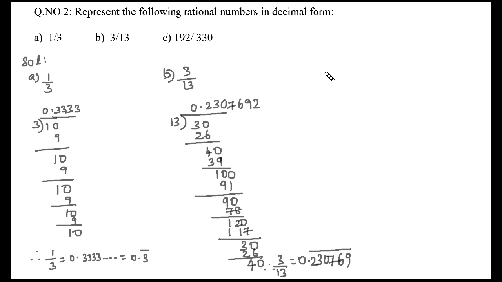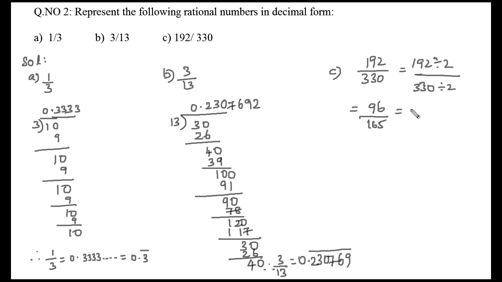Now let's look into the third one. It's given a 3-digit number, 192 upon 330. If you observe this, I can say that there are common factors for these two numbers. So first I will divide by 2. The resulting fraction, once you divide 192 by 2 and 330 by 2, is 96 upon 165. This further you can divide by 3. So the resulting fraction is 32 upon 55.